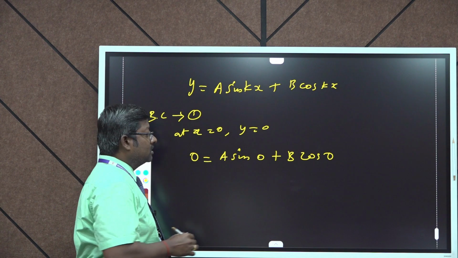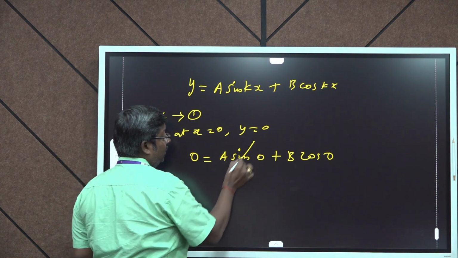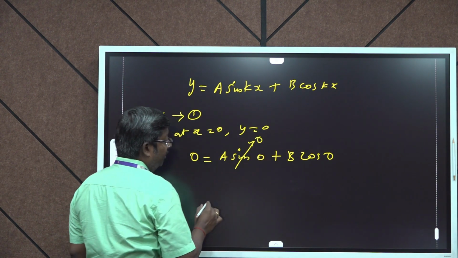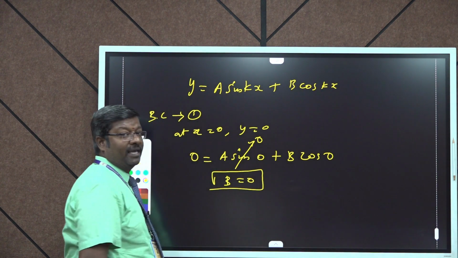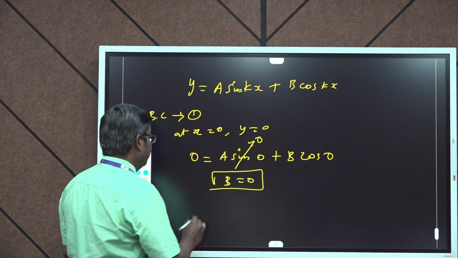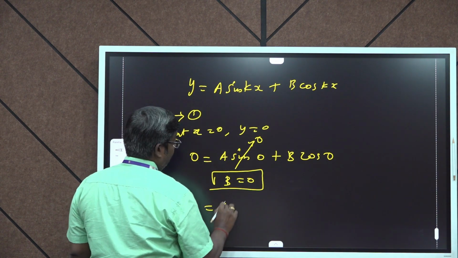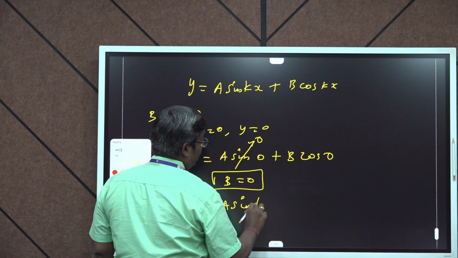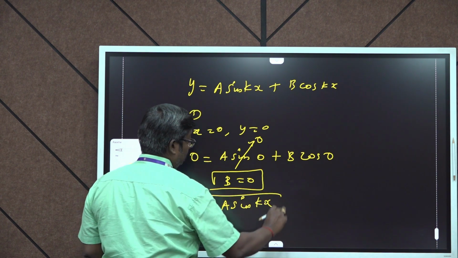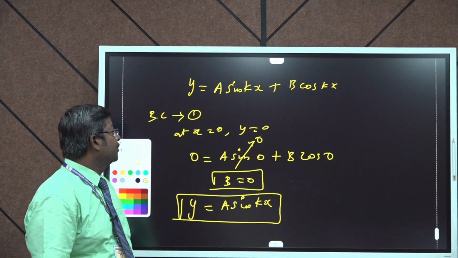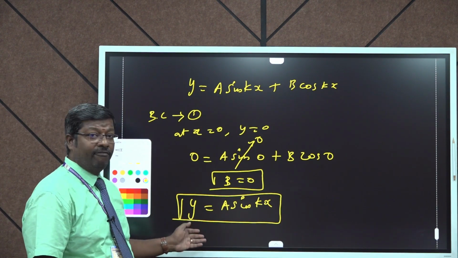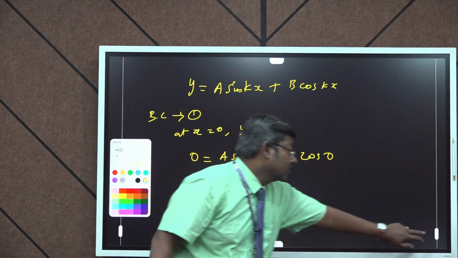We know cos 0 is 1, sin 0 is 0. So, cancel this term, we will get b equal to 0. Substitute b equal to 0 in the y equation, we will get y equal to a sin kx. So, this is the y equation.